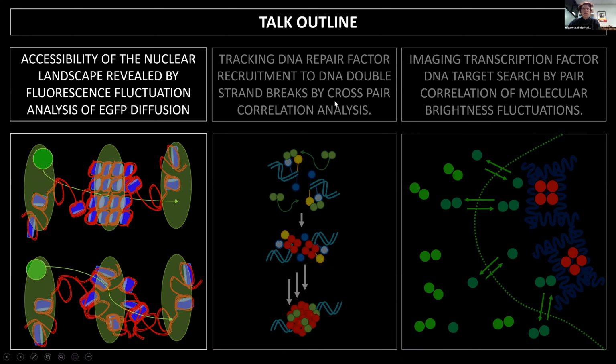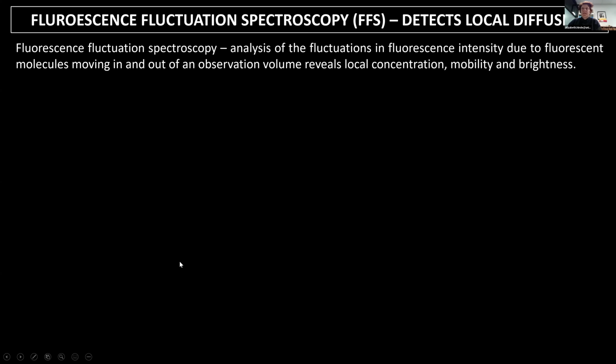So first is this idea of looking at the diffusion of an inert protein, such as EGFP, as a means to indirectly probe how molecules navigate nuclear architecture.